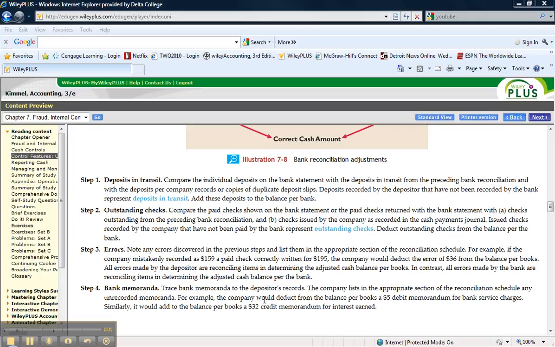I'm going to continue on with study objective 5 and just kind of go through the bank reconciliation process a bit with you. There are basically 4 steps that you follow in doing bank reconciliations. First you analyze deposits in transit, then outstanding checks, then you look at errors, and then bank memoranda. This is information you learn from the bank on the bank statement.